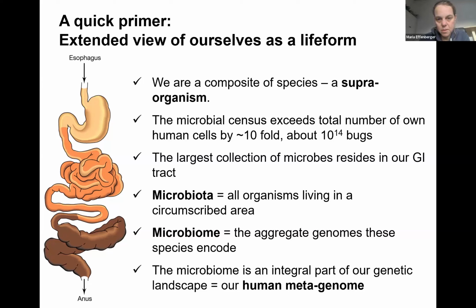If we look into our intestinal system again, we are a composite of species, a superorganism. The microbial census exceeds the total number of human cells by 10-fold. So it means we have 10^14 bugs. The largest collection of microbes resides in the GI tract. It's really important to understand the difference between microbiota, microbiome, and human metagenome because it leads to the host-microbial interactions. Microbiota are all organisms living in a circumscribed area. The microbiome is the aggregate of the genomes these species encode. And the microbiome is an integral part of our genetic landscape and is called our human metagenome.